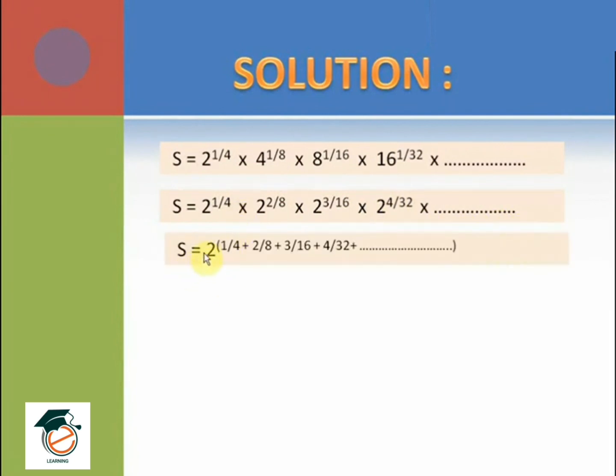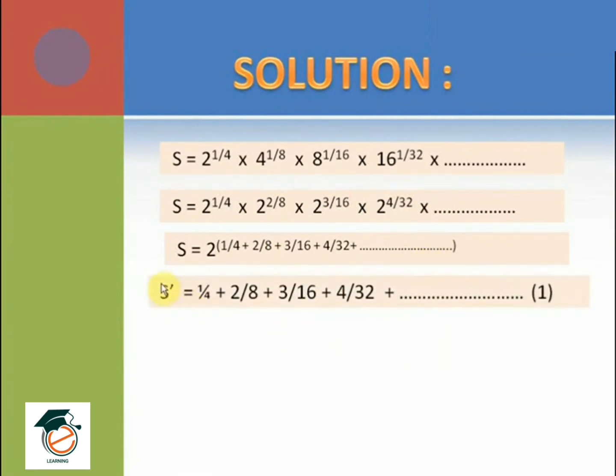Further, we can write this as S equal to 2 to the power of 1 by 4 plus 2 by 8 plus 3 by 16 plus 4 by 32, and so on up to infinite terms. Now what we are going to do is, we take S dash to be equal to 1 by 4 plus 2 by 8 plus 3 by 16 plus 4 by 32, and so on. We are going to first find out the value of this sum, and then we'll be able to find out the value of S. So S dash is equal to the sum of these terms, and let us say that this is equation number 1.